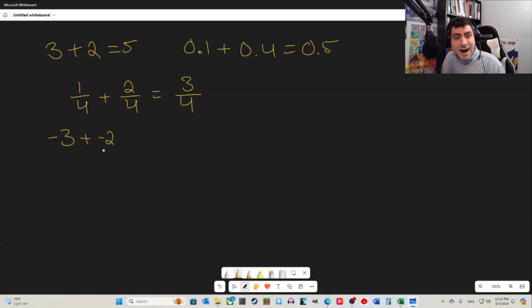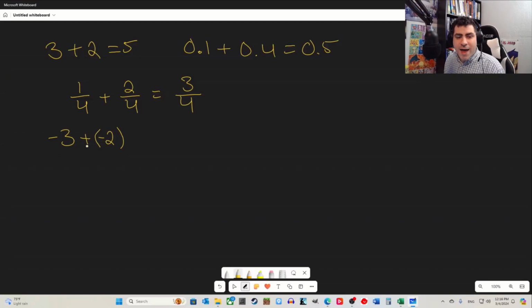So what a lot of people do, and you'll find this in most math books, if not all math books, you will see it in parentheses just to help separate it from that plus sign so you can know, okay, that is a negative 2 right there. So we have a negative 3 plus a negative 2.